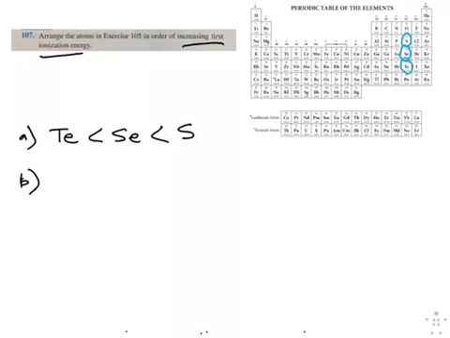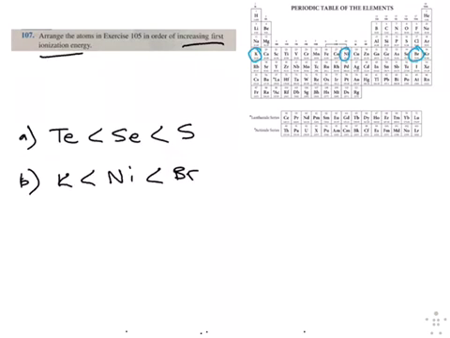For B, we are now looking at, let me erase what we have here first. So we are comparing potassium, nickel, and bromine. So we're going across the periodic table. The trend for ionization energy is, as you go across the periodic table, ionization energy increases. So if we're going in order, we're going to start with potassium this time, then nickel, then bromine.